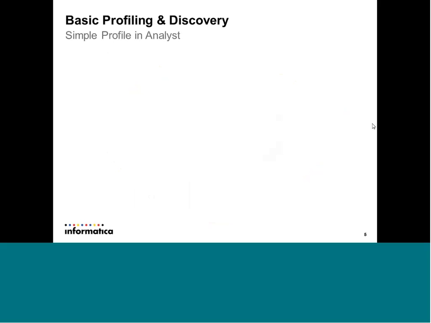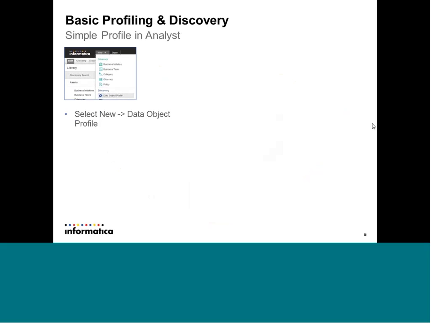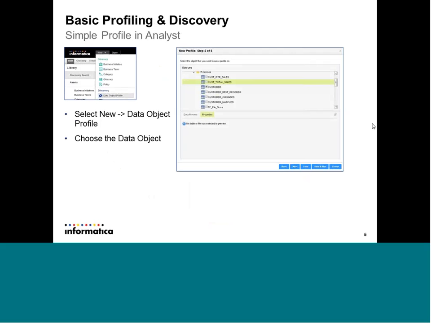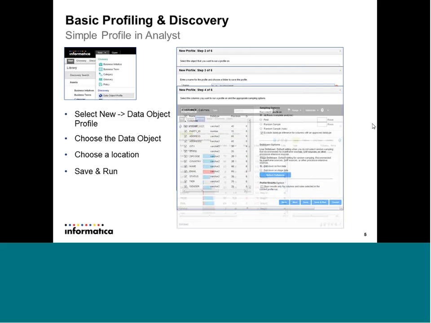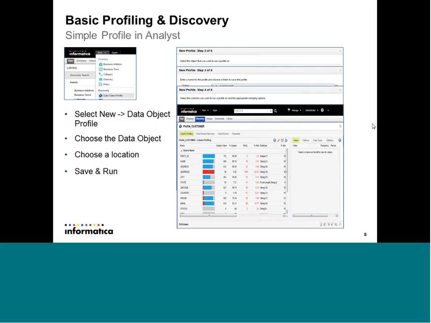So a simple profile, this is just the most basic profile, and you can do this in two places. The first one we look at is through the Analyst. I'll literally just go through the New menu, Data Object Profile, choose your data object, set a location where you want to save that, save and run, and you will get your results immediately.